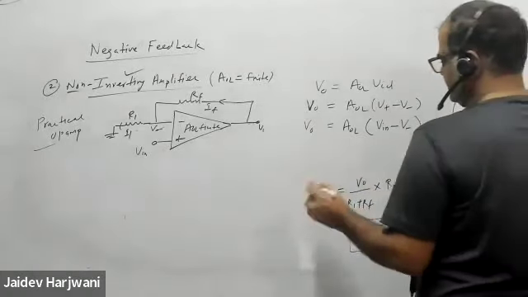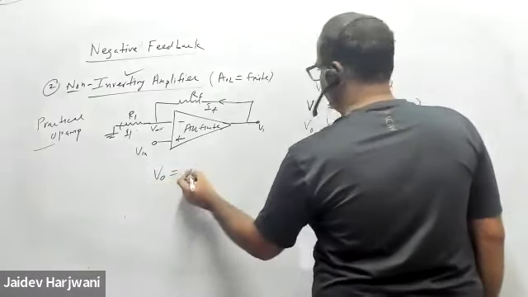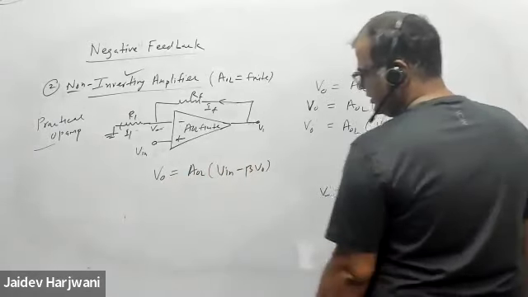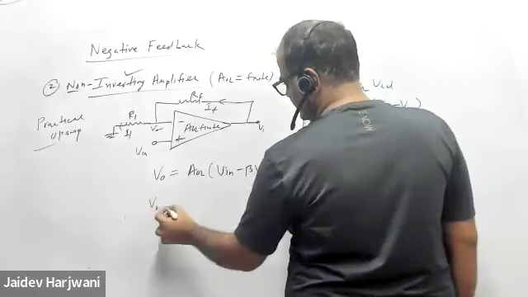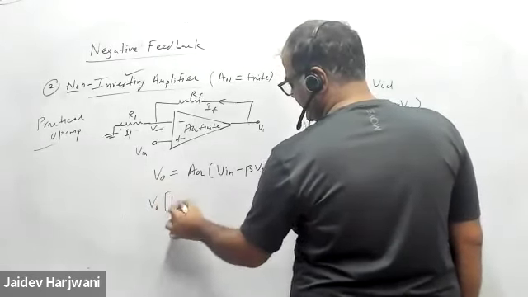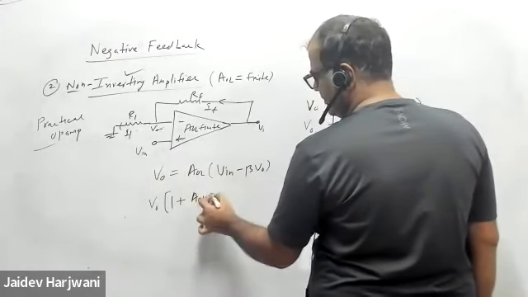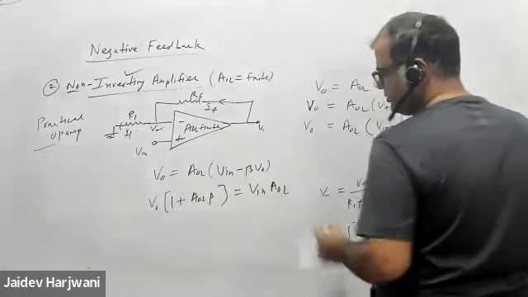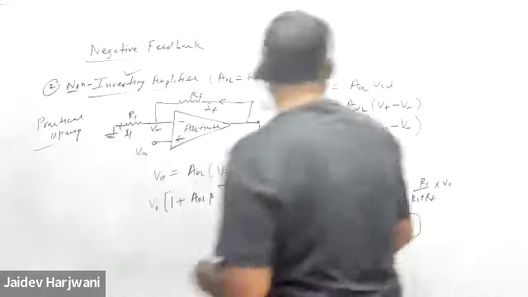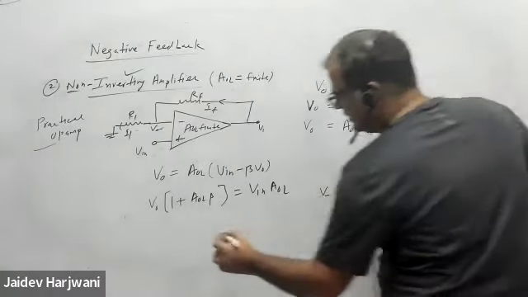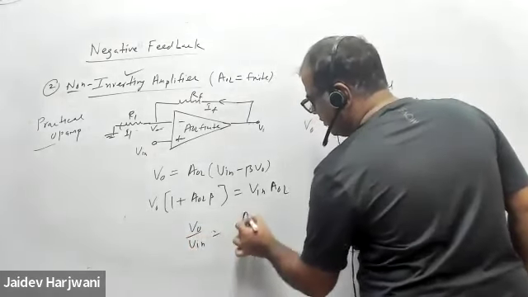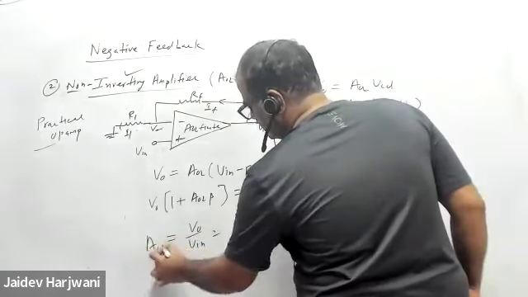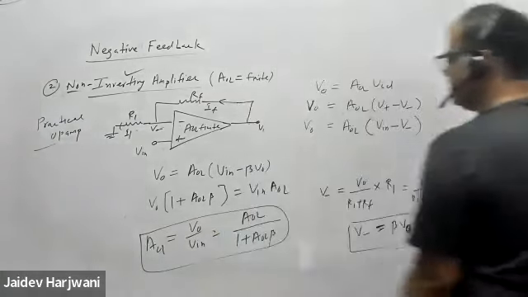So V naught is what here? V naught is basically AOL times V input minus beta V naught. Now I'm taking beta V naught to the left side, so V naught into 1 plus AOL beta is equal to AOL times V input. And this gives me V output upon V input, which is AOL upon 1 plus AOL beta. This is my closed loop gain formula.